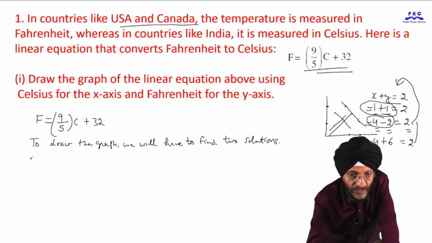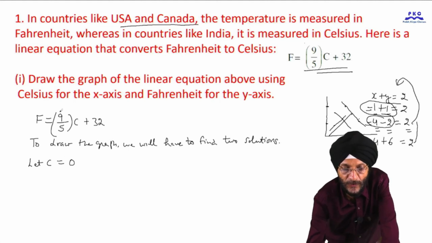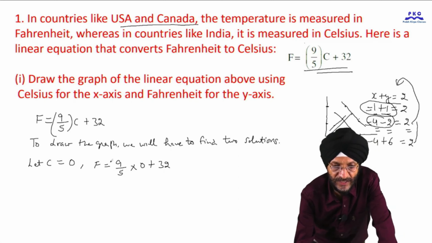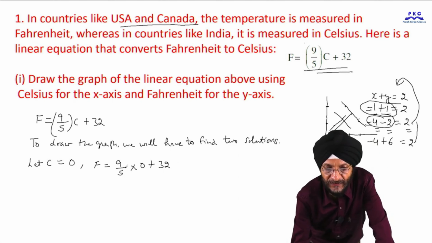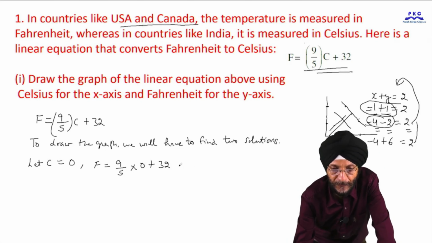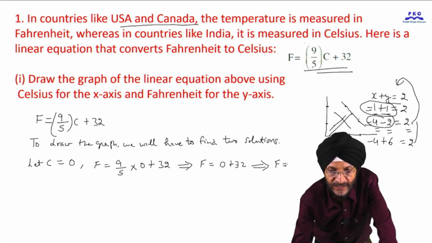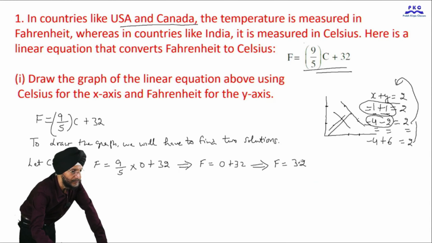So, let C is equal to 0. Then we will fill the value of 0 here. What will come? F is equal to 9/5 into 0 plus 32. Then what will happen? When we multiply 9/5 by 0, it becomes 0. So, it leads to F is equal to 0 plus 32. It leads to F is equal to 32.